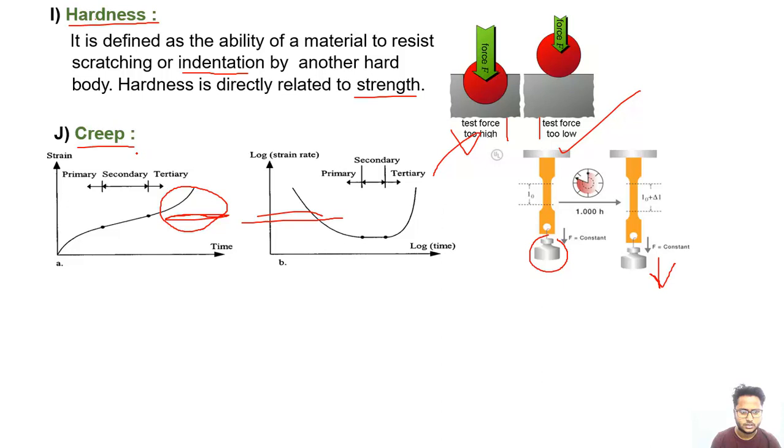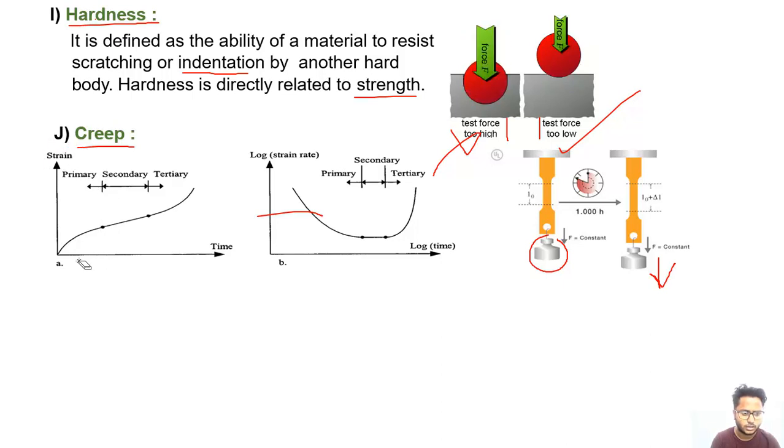So if we can see this, this is a graph of a creep curve. This is known as a creep curve, in which we can see this is the primary curve, this is the secondary, and this is the tertiary. Here is time and here is the deformation of the material. This is known as the percentage deformation.